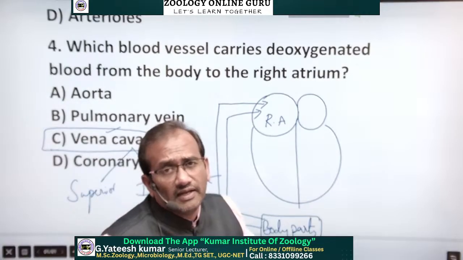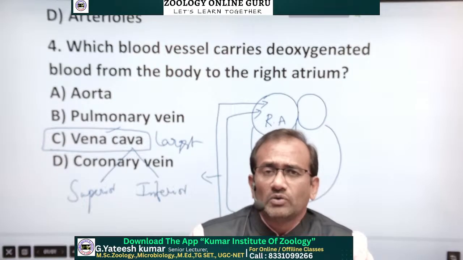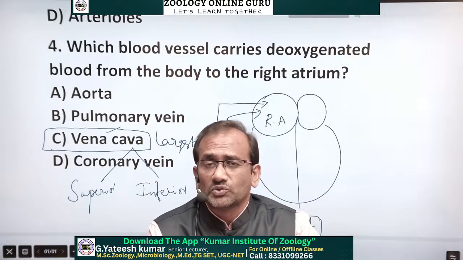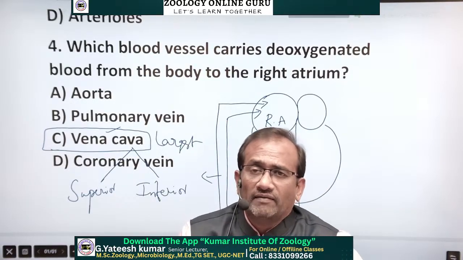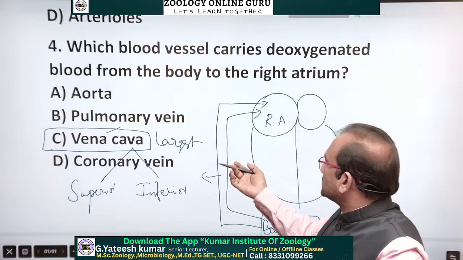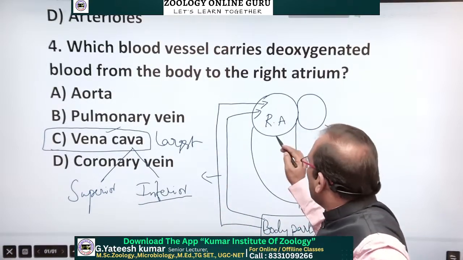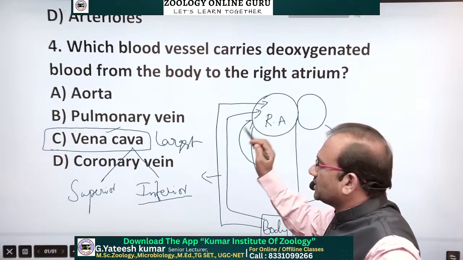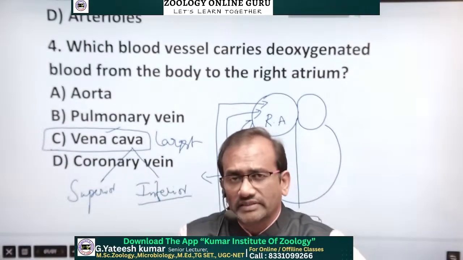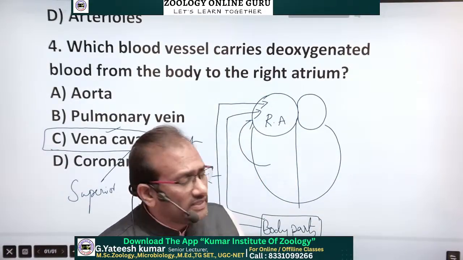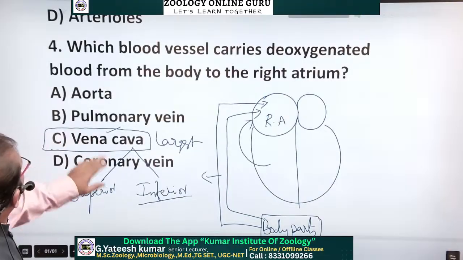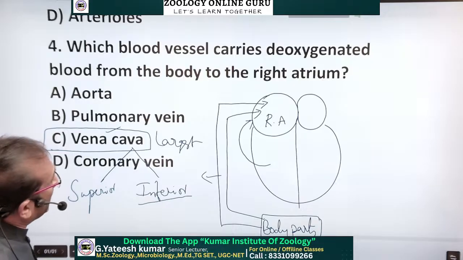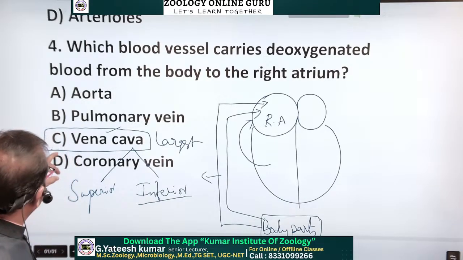They bring the impure blood from the total body, from the upper body parts, head and shoulders. That is the superior vena cava, also called precaval vein. From the lower body parts, it is known as inferior vena cava. And from the heart muscles itself, it brings impure blood through the coronary veins. So vena cava is the answer for this question: which blood vessel carries deoxygenated blood from the body to the right atrium? Vena cava is the answer.